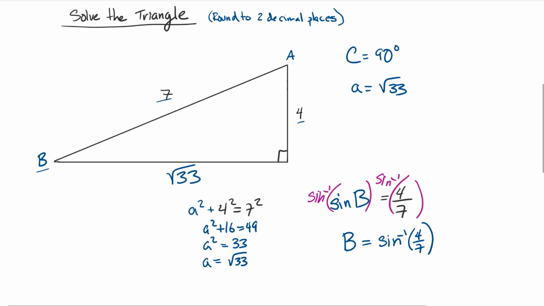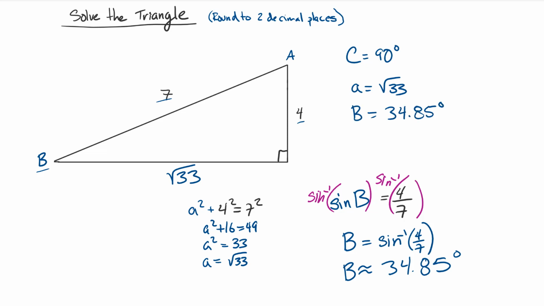But this question isn't asking for the exact answer. It's asking us to round to 2 decimal places. So we punch it in our calculator, hit second, then the sine button, and put 4 divided by 7 in there. I got 34.849. Round to 2, so we'll call this 34.85, and we'll put the degree symbol on it. 34.85 degrees. So there goes that B.